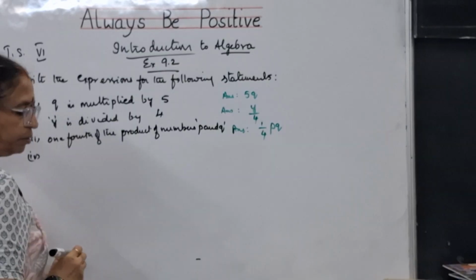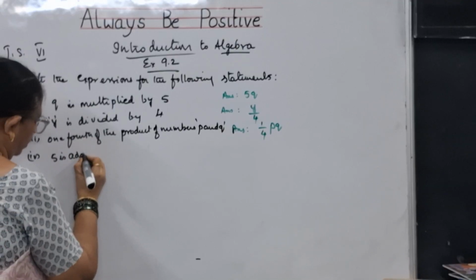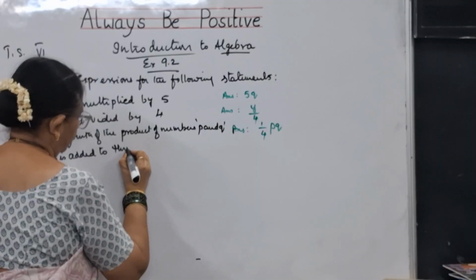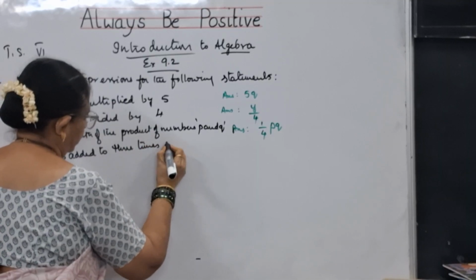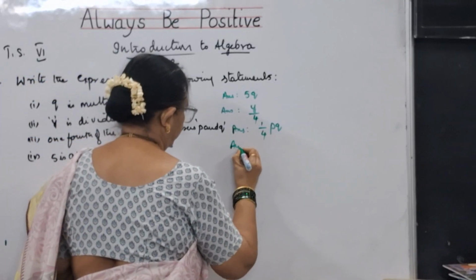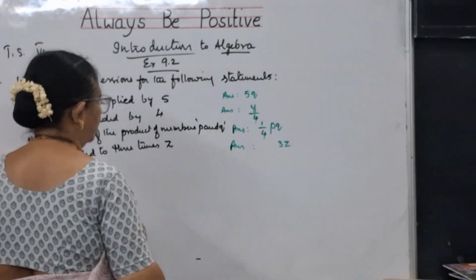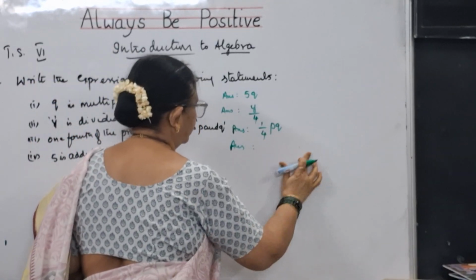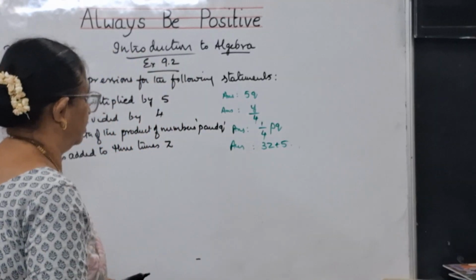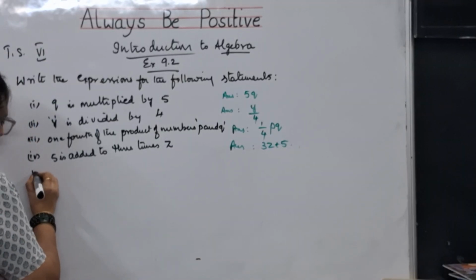Now fourth one, 5 is added to 3 times Z. So what is this answer? Z 3 times means 3Z. To this what is added? 5 is added. So let me write 3Z here. 3Z plus 5. This is the answer. 3Z plus 5 is the answer. 5 is added to 3 times Z.